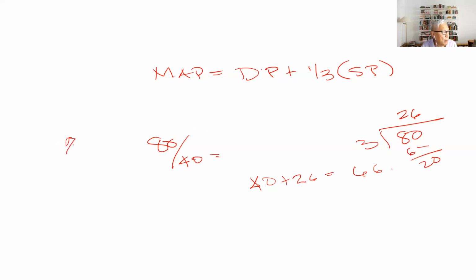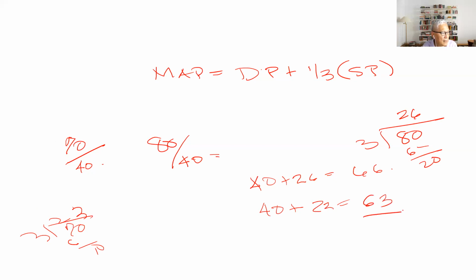But let's say your blood pressure is 70/40. So let's see how this is going to occur. This is going to be 40 plus 70 divided by 3, which is going to be 63. This is about bad blood pressure.